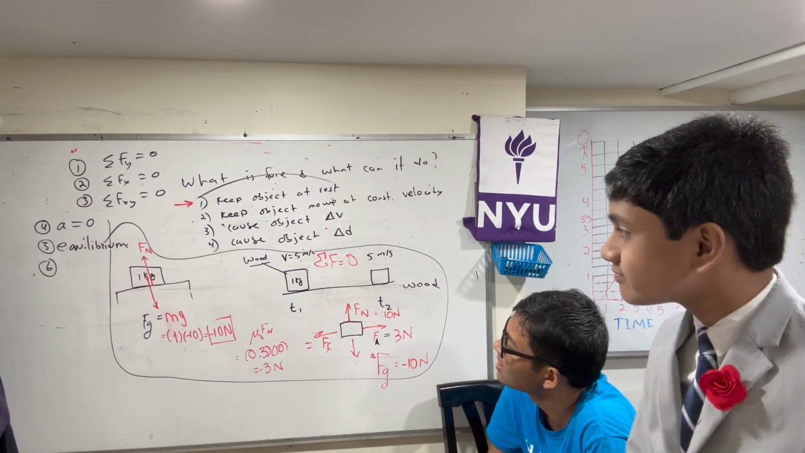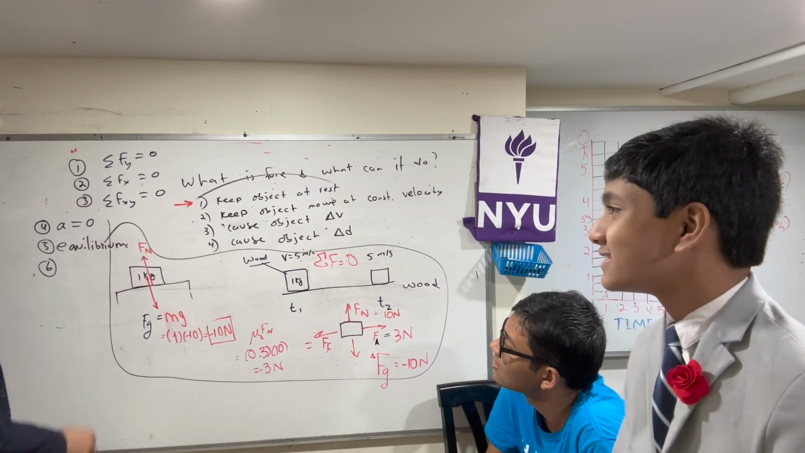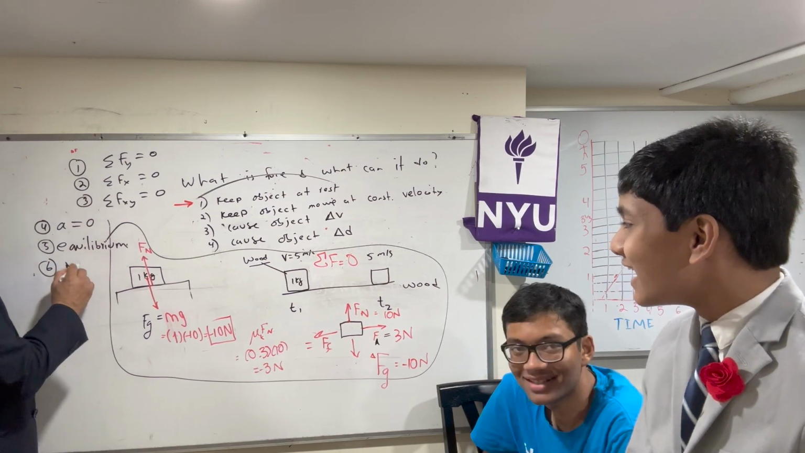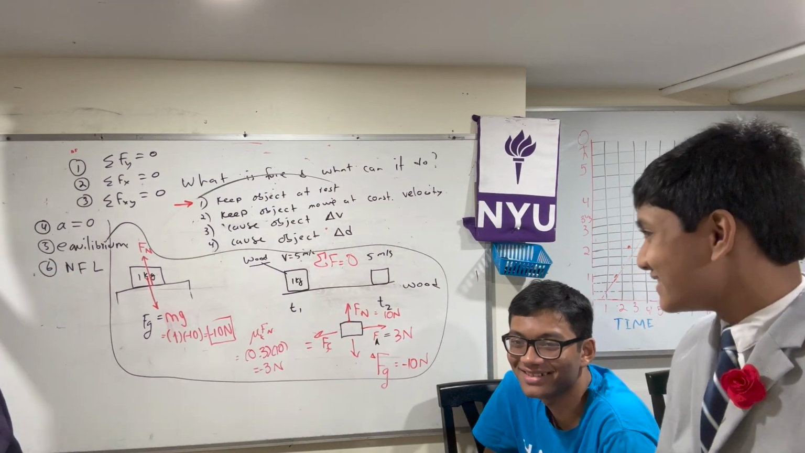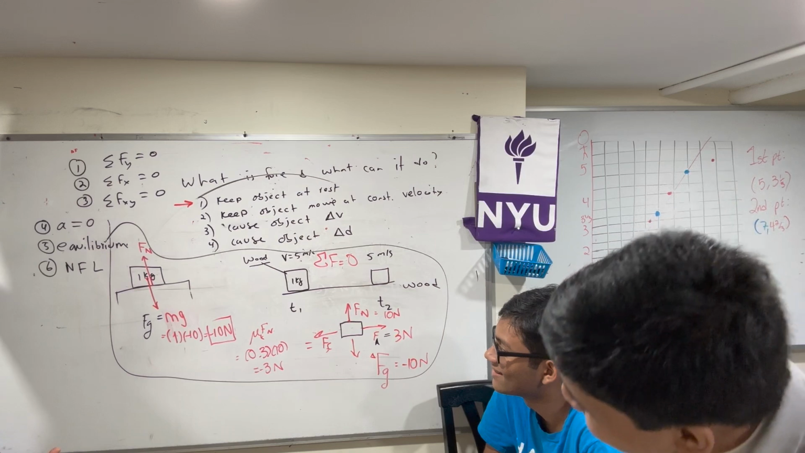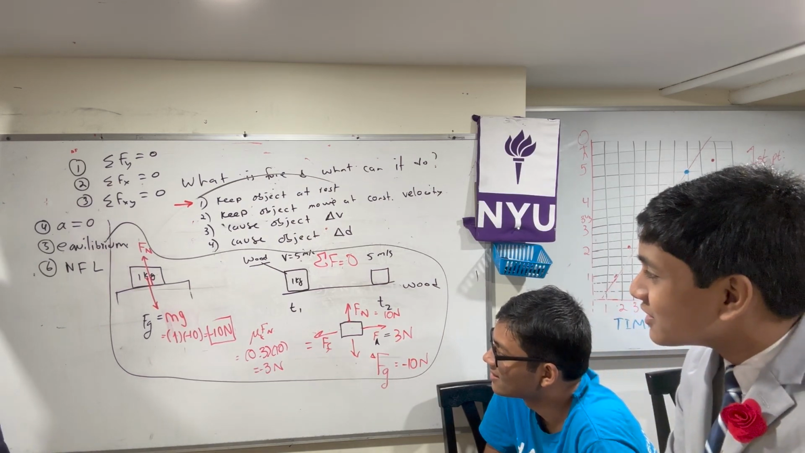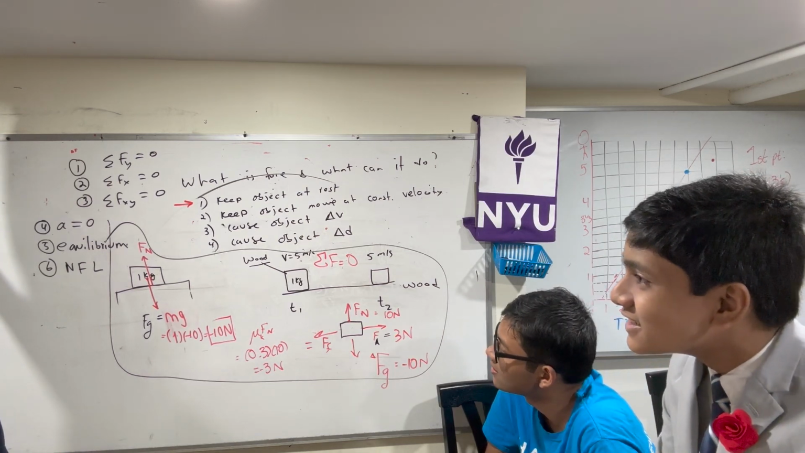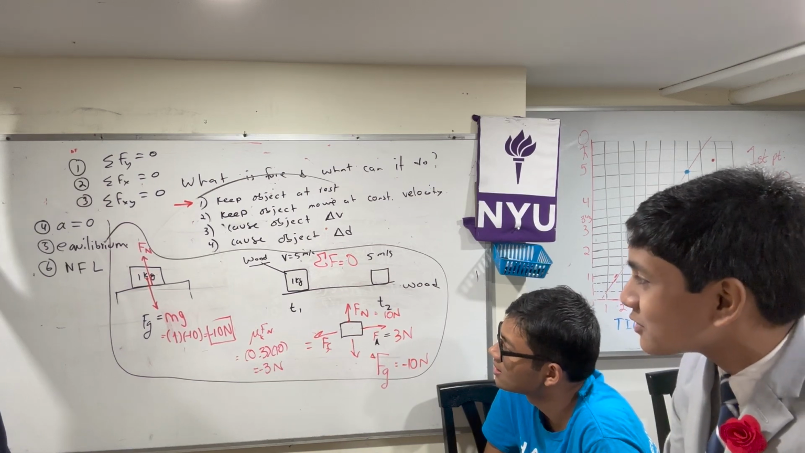Number 6. Both of the boxes are 1 kilogram. They both are an example of Newton's first law. They're both made of wood. They both are an example of Newton's what law? First law. They're also an example of Newton's second law.